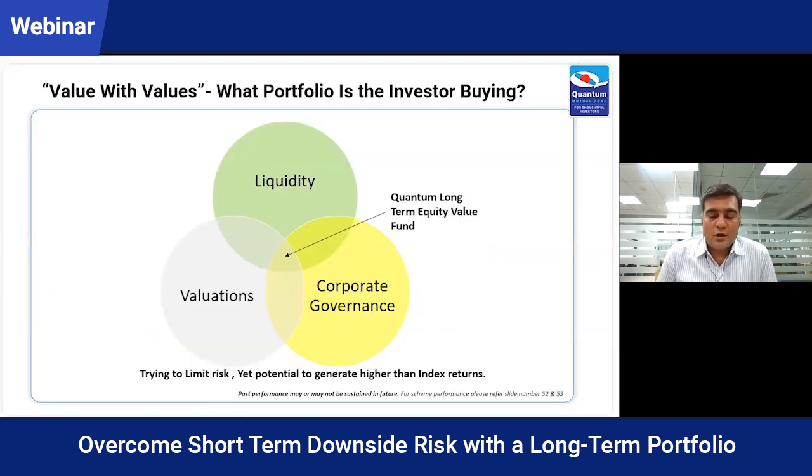So QLTVF, a Quantum Long-Term Equity Value Fund, has three broad guardrails. One is liquidity. The portfolio is very, very liquid. So in terms of high redemptions or an illiquid market environment, the portfolio NAV does not get impacted.